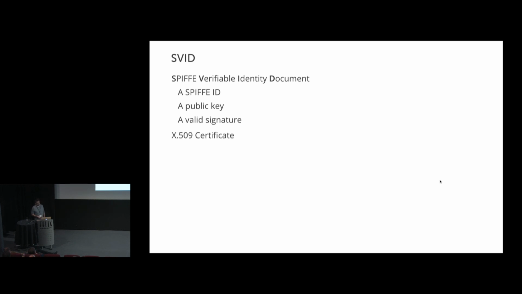To prove your SPIFFE identity, we have a SPIFFE verifiable identity document. And this contains the SPIFFE ID. It contains a public key and it contains a valid signature. So this is, of course, normally implemented as X509 certificates. And this is what Istio is using as well. Usually these things are short-lived as well. We want them to be short-lived. We want to issue new certificates often and then just remove the other ones and have them expire as fast as possible, basically.